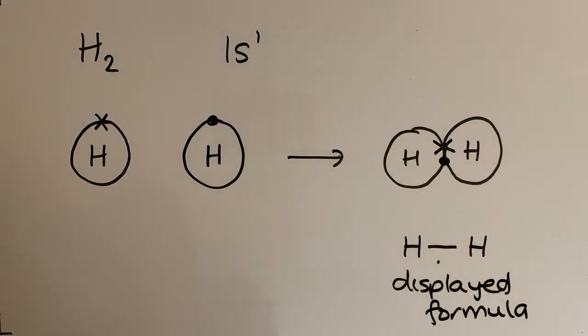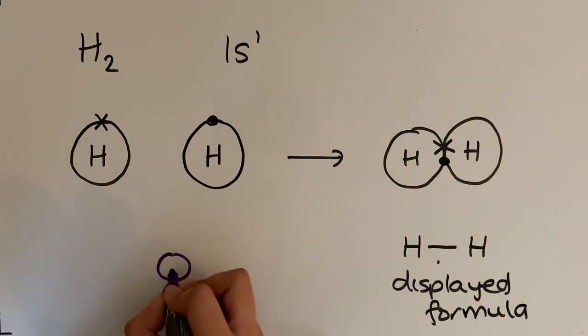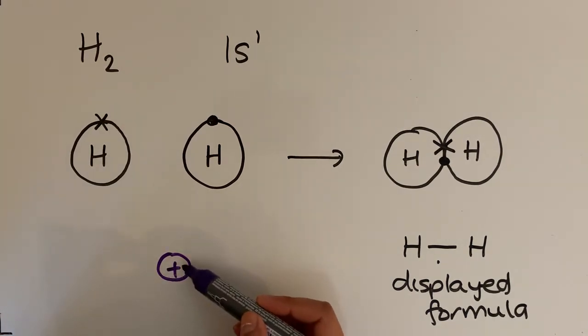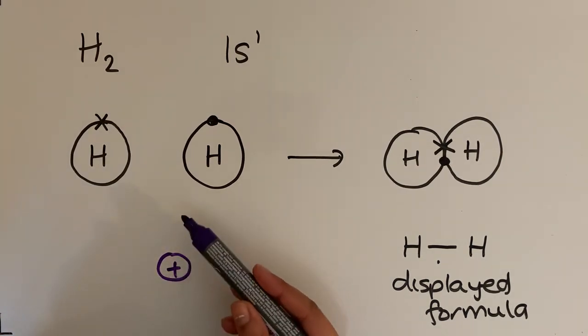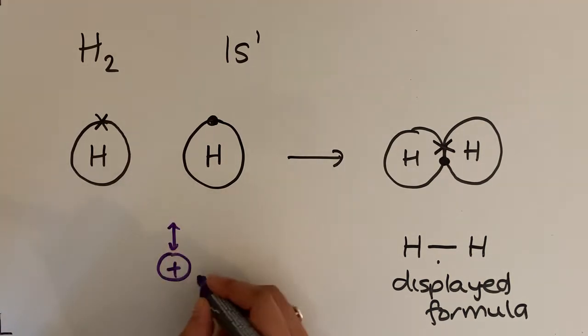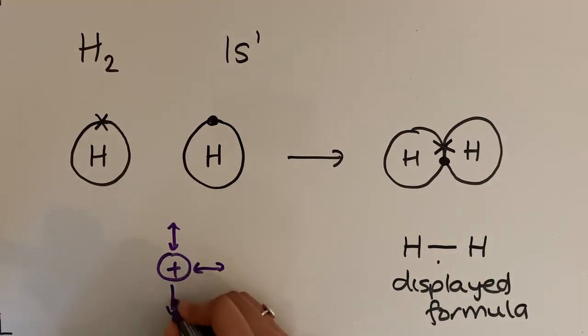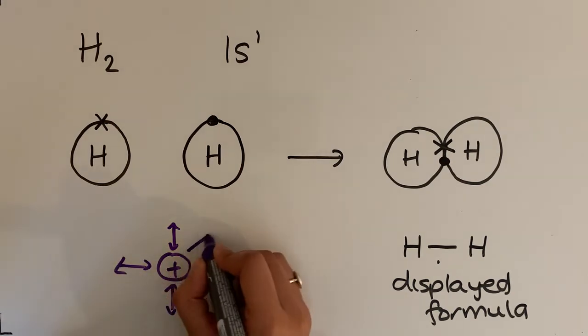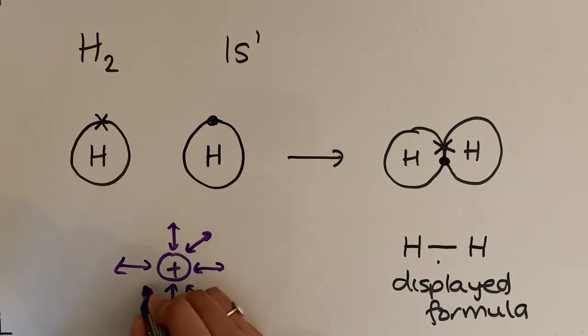It's also worth noting in comparison to ionic bonds. With ionic bonds, when we had for example a positive ion, the electrostatic attraction towards negative ions is in all directions. So this positive ion will attract negative ions in all directions.